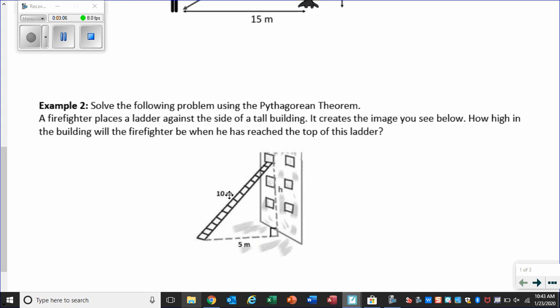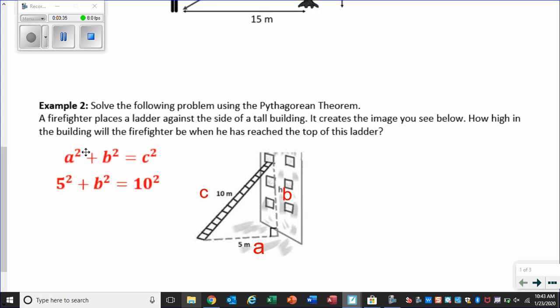So we have 10 meters, 5 meters, and an unknown value. Well, the 10 meters, that's our hypotenuse, so that has to be our C right here, okay? And then the 5 meters, because it's one of the legs, it can either be B or A. I think this one I made A, yeah. So this would be my B. All right, so that's what I'm going to use to plug into the formula.